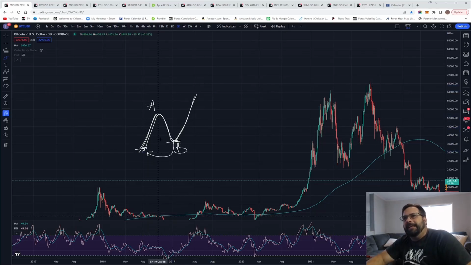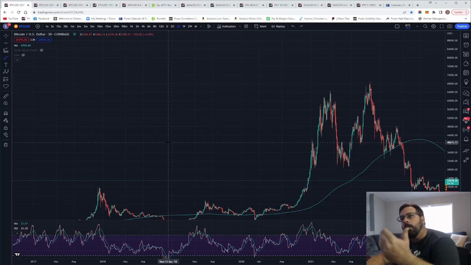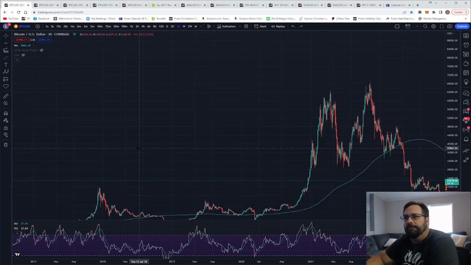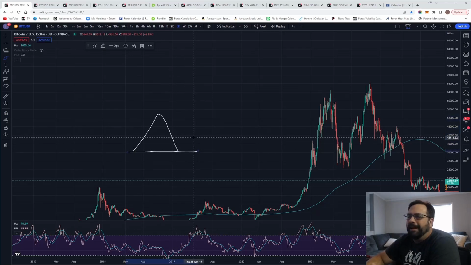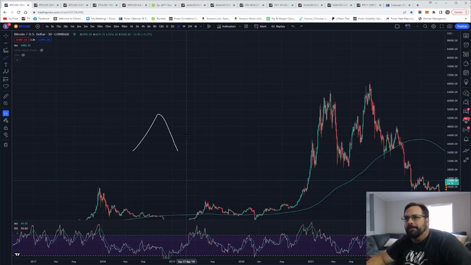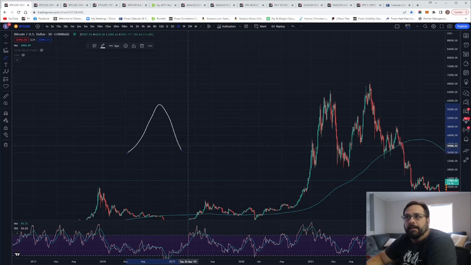Well, a flat is a 3 wave move, but the B wave does come all the way back to the origin of A. So you'll get an A wave, and then a B wave that comes all the way back 100%. Well, actually, the minimum requirement is 90%. So we look for a minimum requirement of a 90% retrace of the A wave by the B wave before we get the C leg.